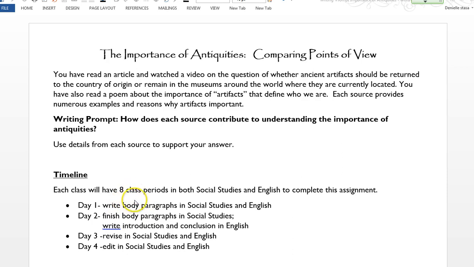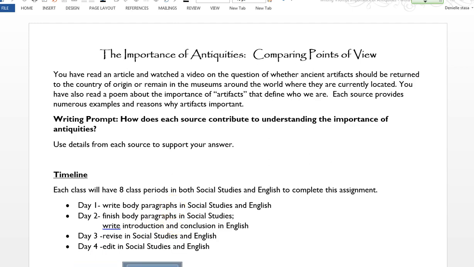So one for the article, one for the video, one for the poem. Okay, so you can focus on the article and video in social studies class. The poem in English is our suggestion. And then because you write one less body paragraph in English, you can write your introduction and conclusion in English, revise in both classes, and edit in both classes.